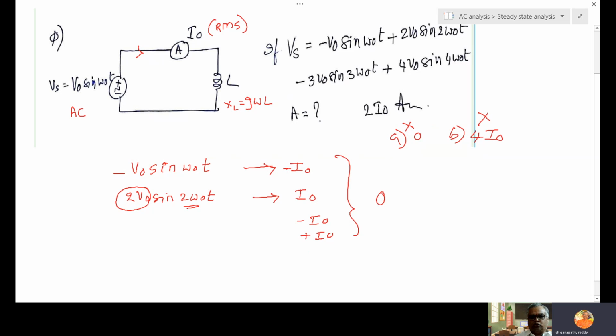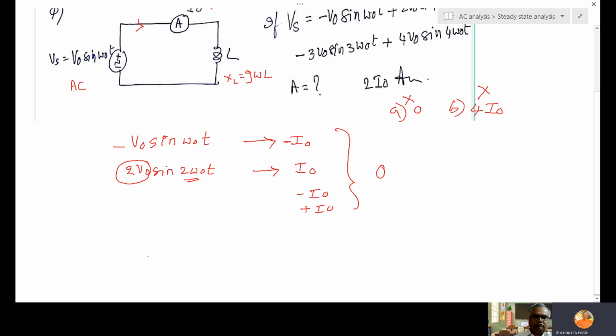What is the mistake they have done? RMS values should not be added. Additive property and scaling property cannot be applicable because RMS is a nonlinear function. Individual values you cannot add. This is the second mistake. If you do that, you get 4 I naught.